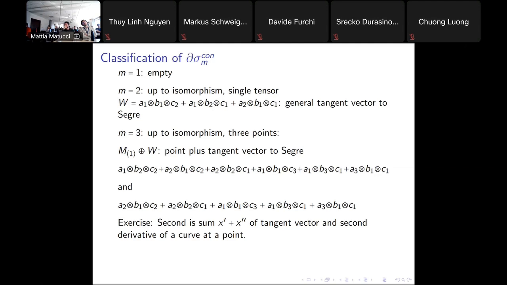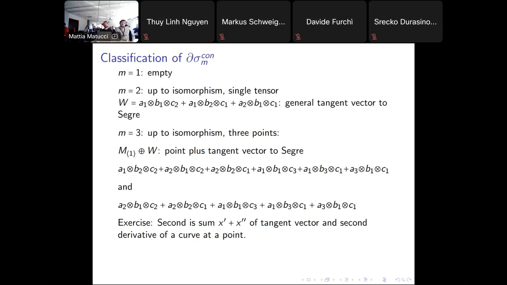I'm saying this is the first, which we already knew about. The second one I can get by taking a curve x of t and taking the limit as t goes to 0, and I take x prime of 0 plus x double prime of 0, and that will have border rank 3, and it will look like this after change of basis. The third one is even more interesting.